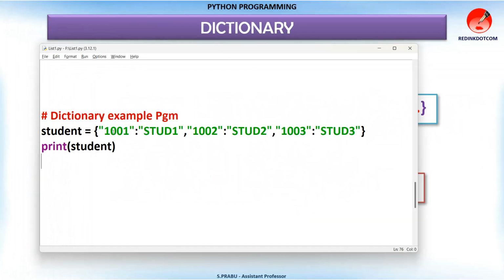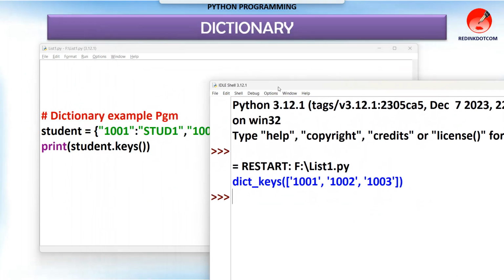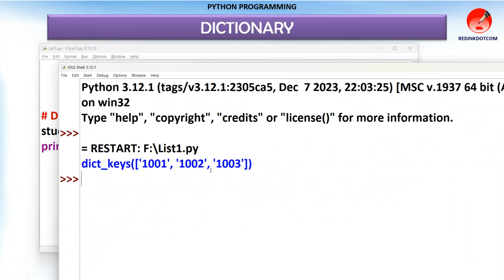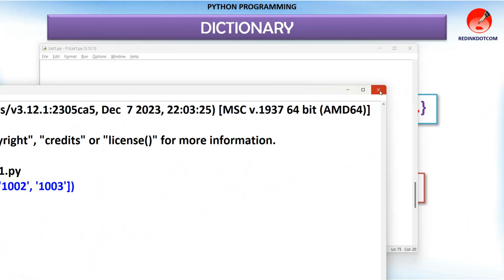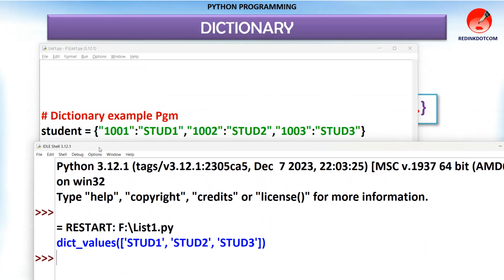Suppose I want to print the keys only, I can use student.keys. Now I get the keys only, that is 1001, 1002, 1003. So these are all the register numbers and this is the student name. So now I want to print only the register numbers. Suppose I want to print the student names only, I can use the function called values. Now I get the values only.